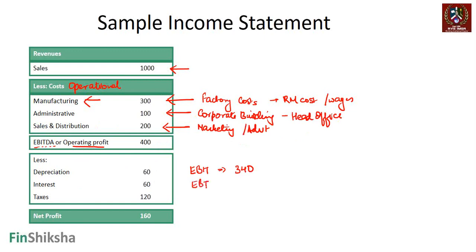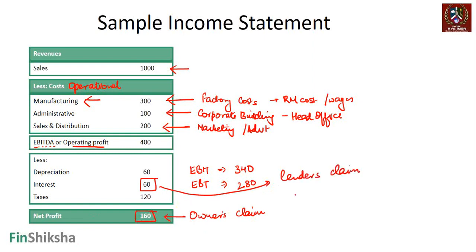So what will be my EBT or profit before tax, PBT? That's 280. On this, I apply a tax. The tax is 120. So my final net profit, which is what the owner's claim is there in the business, that is called the net profit. That is 160, right? What is the lender's claim? This is the lender's claim. So this is the guy who has given us a loan. The interest component is going to be the claim of the lender for our business, right?